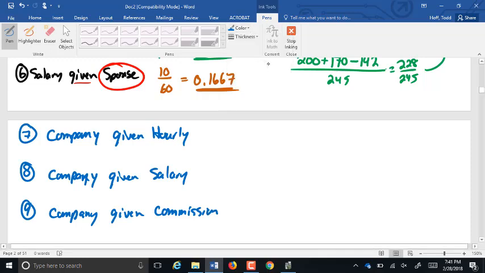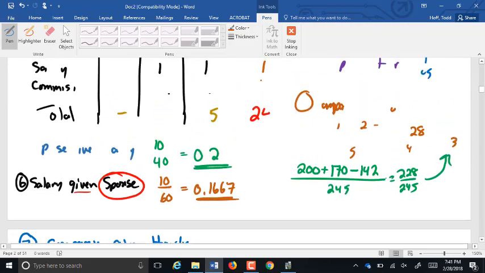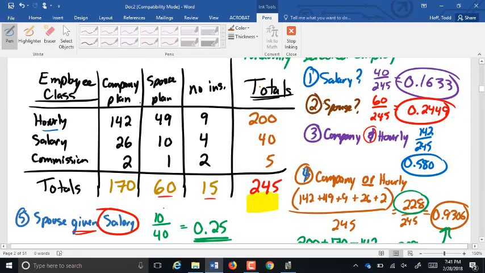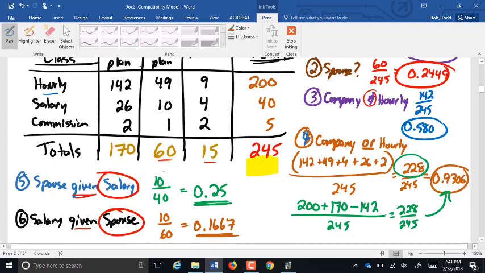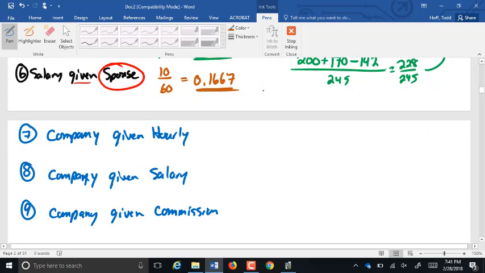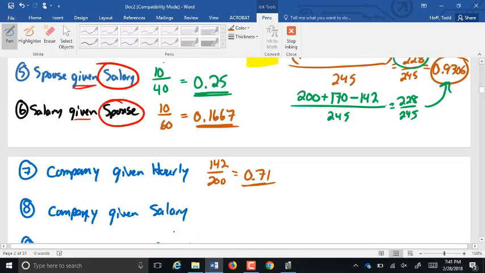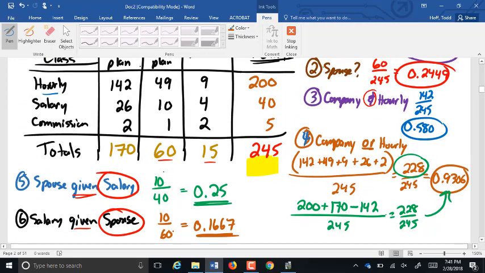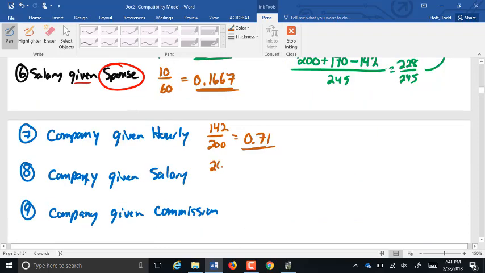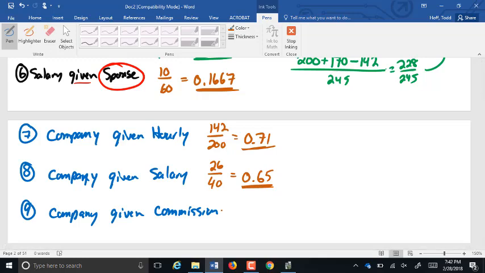So for the hourly, how many hourly employees are there? Well, there's 200 and 142 of them are on the plan, right? So that's 142 out of 200, or 0.71. For salary, there's 40 salaried employees, 26 are on the company plan. So 26 out of 40, or 0.65. Any questions on where those numbers came from? I know I went kind of fast there.